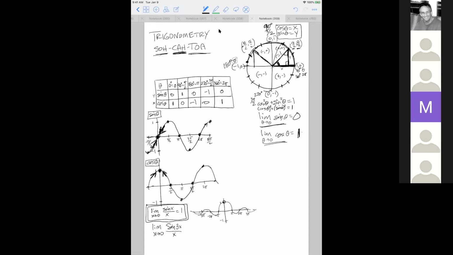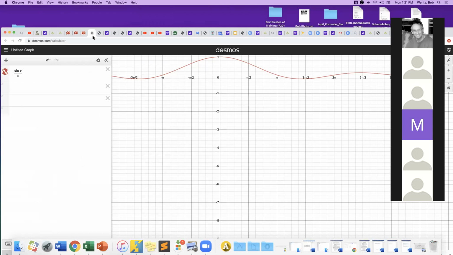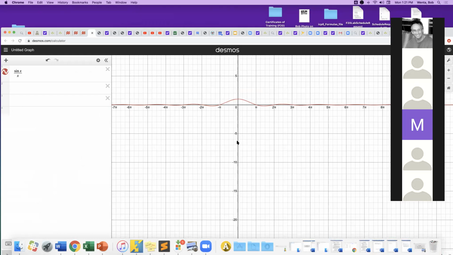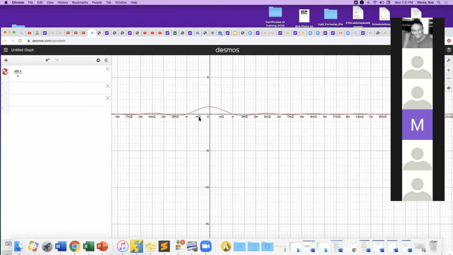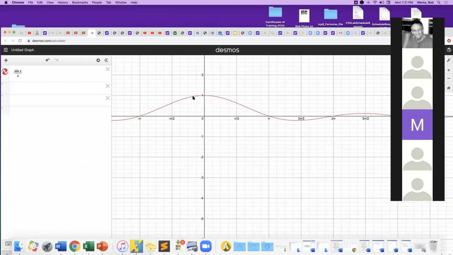Let's go to Desmos real quick. And here's the graph of sine x over x. That's what it looks like. And notice at 0, it can't be defined because 0 is in the denominator. So if you zoom in just a little bit and travel in, are you guys able to see the graph in Desmos? Did you say yes, or a thumbs up? Okay, great.